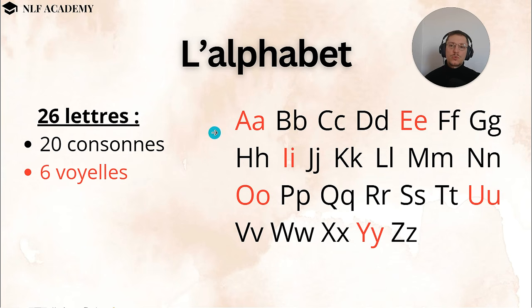So in French, we have 26 lettres, so 26 letters, including 20 consonnes et 6 voyelles, so 20 consonants that are in black color right here, et 6 voyelles, so 6 vowels that are in red color right here. In this chapter, you don't really have to take notes or anything. I mostly want you to practice pronunciation, okay?